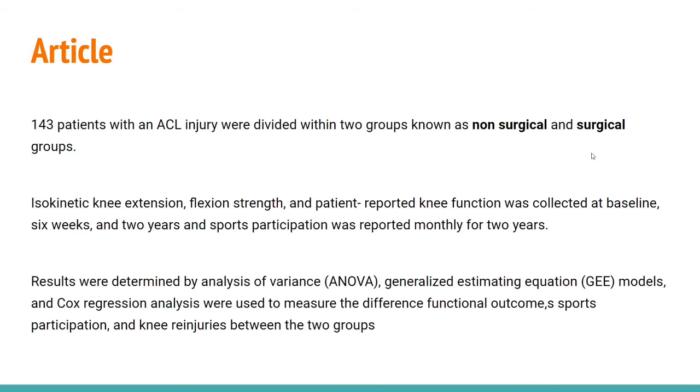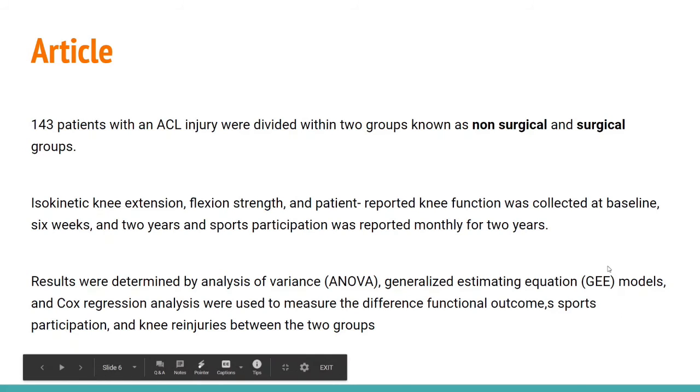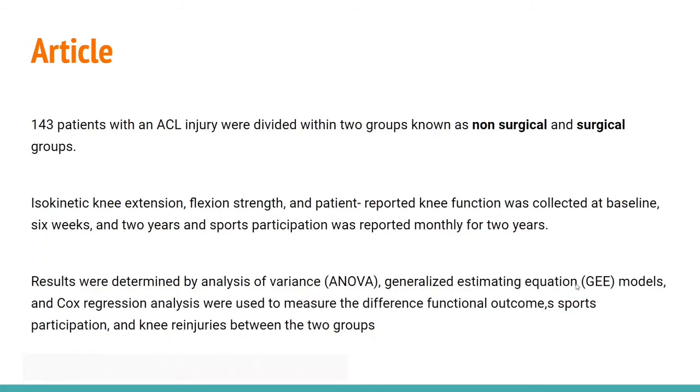Within the article, 143 patients with an ACL injury were divided into 2 groups known as the non-surgical and surgical groups. Isokinetic knee extension, knee flexor strength, and patient-reported knee function were collected at baseline, 6 weeks, and 2 years, and sports participation was reported monthly for 2 years. Results were determined by analysis of variance, also known as ANOVA, generalized estimating equation, also known as GEE models, and Cox regression analysis, which were used to measure the different functional outcomes, sports participation, and knee re-injury between the 2 groups.